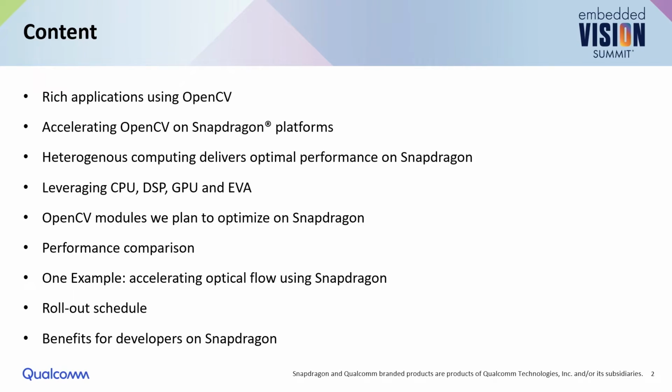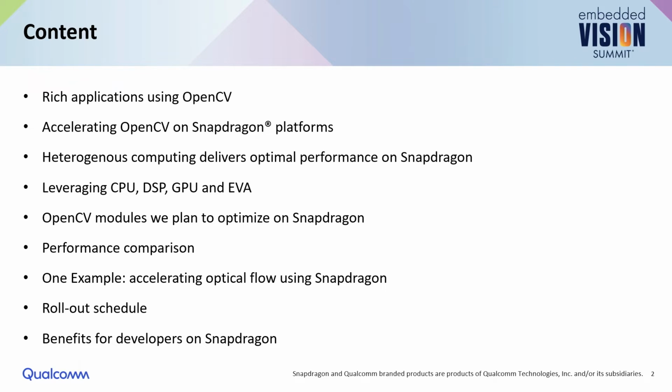So today, I think we'll cover the following topics. First, we'll talk about why we think OpenCV is so popular, and what you can do with OpenCV. Second, we want to show what we plan to do to really accelerate OpenCV. We want to achieve the best performance and also low power consumption on Snapdragon. So heterogeneous computing, like I said, will play a very big role in that.